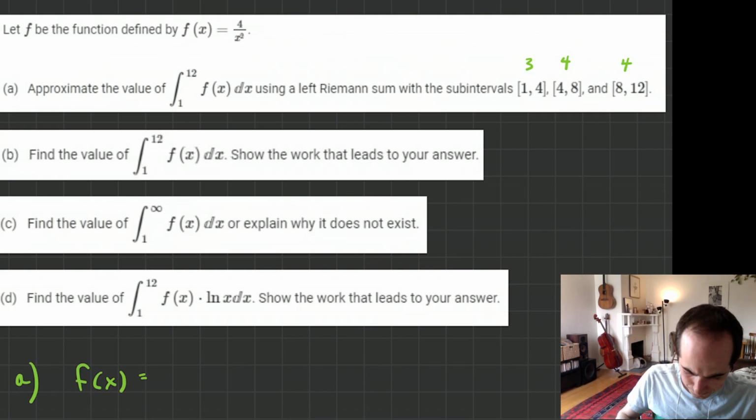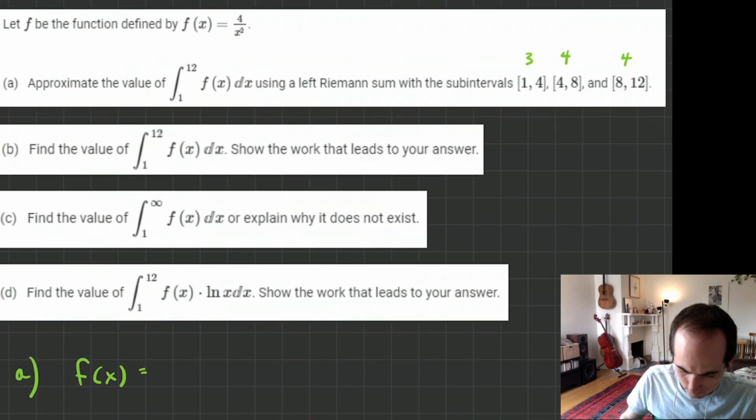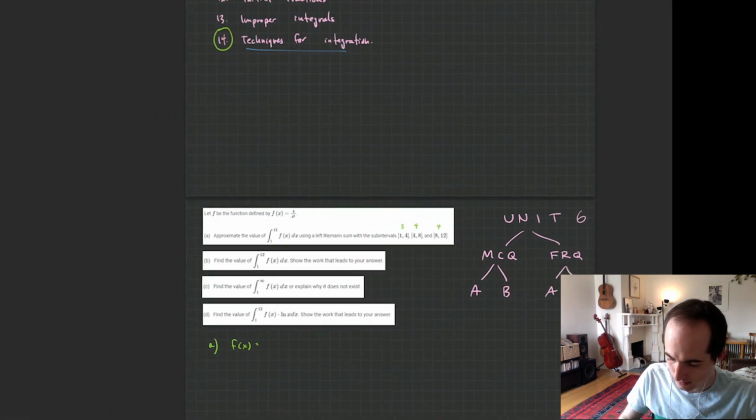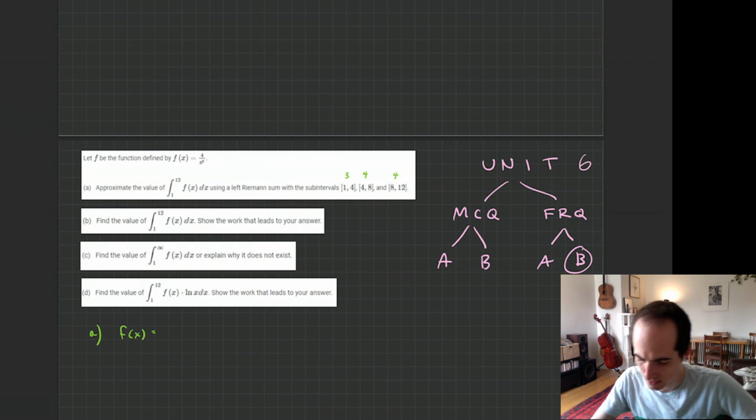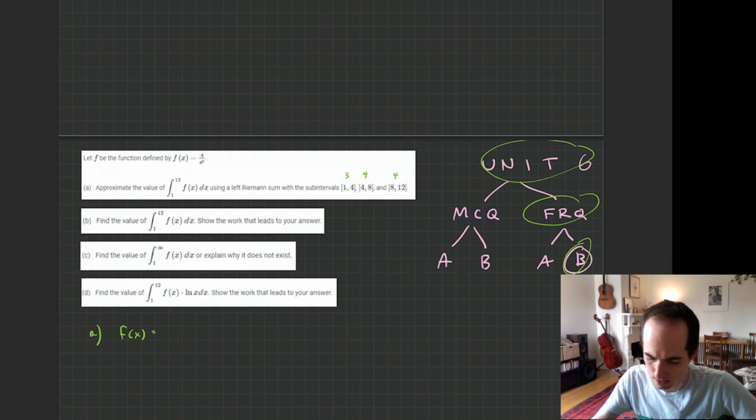So this is the Unit 6 free response question part B. So I assigned part A already.